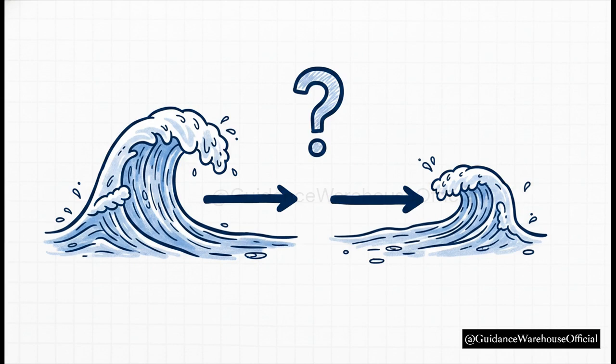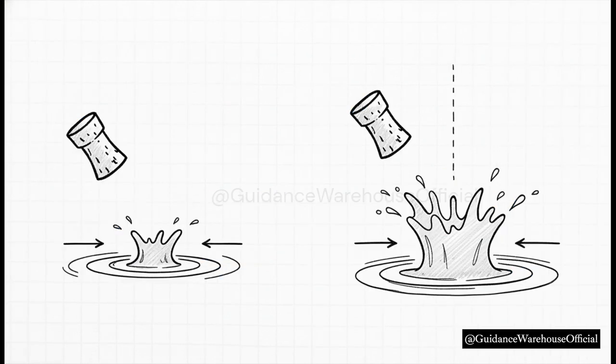In other words, does the height change its propagation speed? The answer here might actually surprise you. The size of the disturbance, which scientists call the amplitude, is completely independent of the speed of propagation.